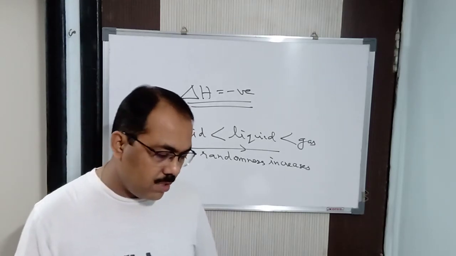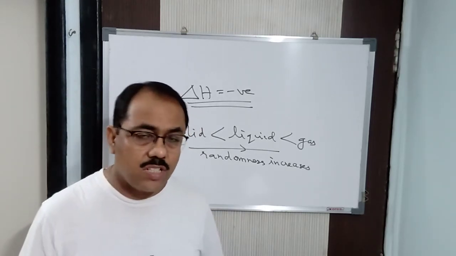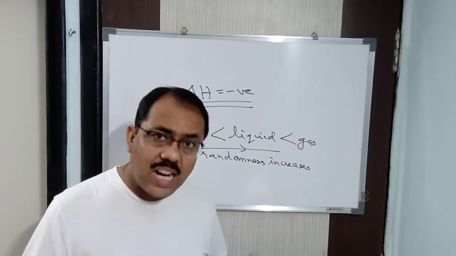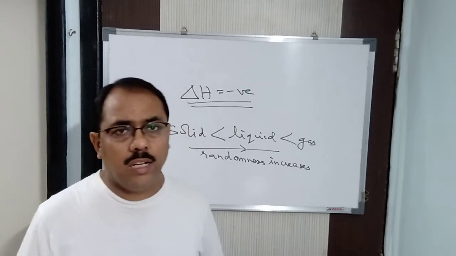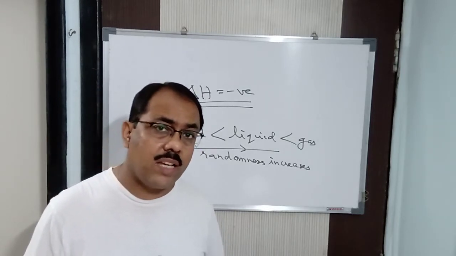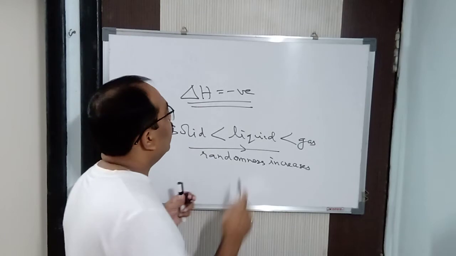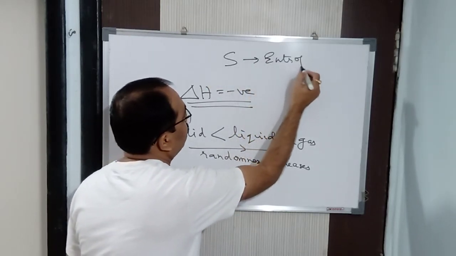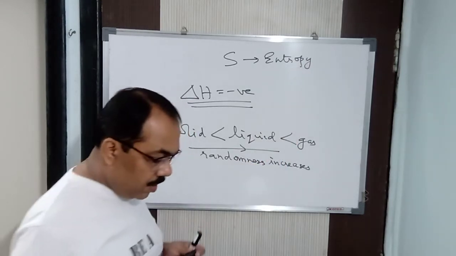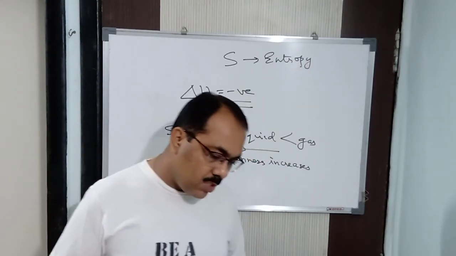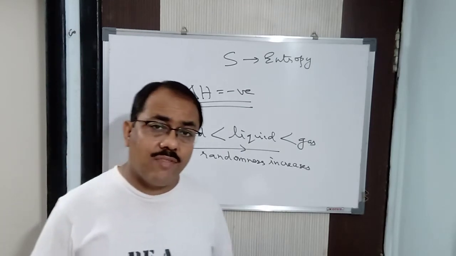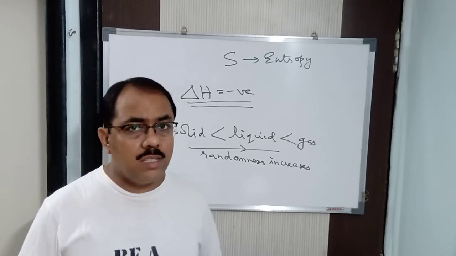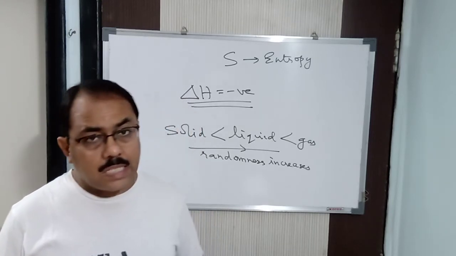So based upon this, we come to a factor which is called entropy. How will you measure this randomness, this disorderliness? We can measure it by a factor called entropy, denoted by the capital letter S. So what is entropy? Entropy is a property of a substance which measures the disorderliness or the randomness of a system.